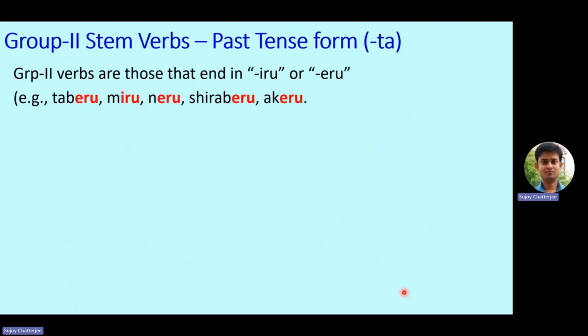So which are the group 2 verbs? Group 2 verbs are those verbs that end in the Roman iru or eru. For example, taberu, miru, neru, shiraberu, akeru. As you can see, each of these either ends in Roman eru or Roman iru. So don't go with the hiragana or the kanji version of this. The reason for writing these in Roman is so that you can understand very easily. So the definition of group 2 stem is that they should end in Roman eru or iru.